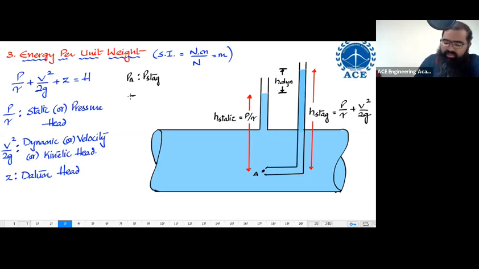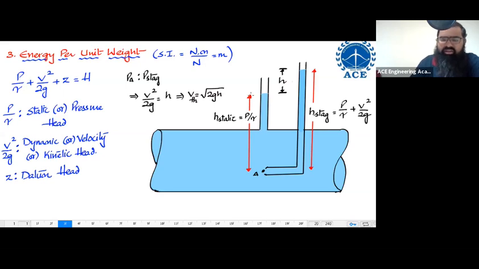From here I can say that V square by 2G has to be equal to H dynamic. Instead of writing H dynamic, let me just write H over here. So it is going to be equal to H. This implies the value of velocity has to be equal to root over of 2G H. Now, which velocity is this? This velocity over here is known as theoretical velocity.